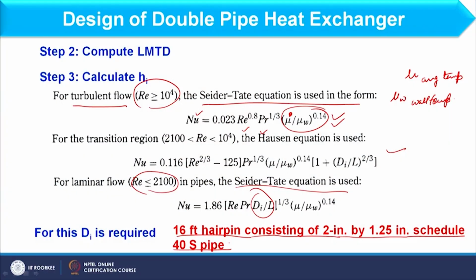It means 16 feet is the total length where one hairpin is lying, consisting of 2 inch by 1.25 inch schedule pipe, which is numbered as 40S. So, 16 feet hairpin means 16 feet is the total length of the pipe, one hairpin is there consisting of 2 inch by 1.25 inches. It means 2 inches corresponding to the outer pipe and 1.25 inch corresponding to the inner pipe.